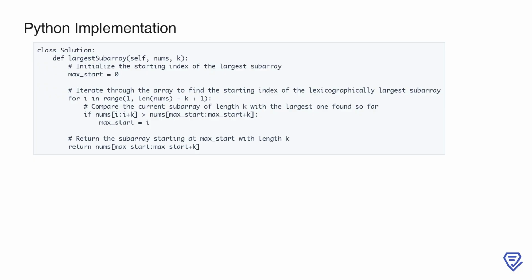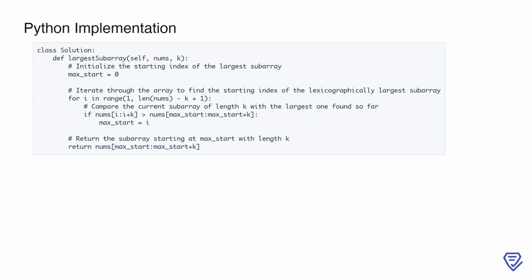First, we initialize max_start to 0. This variable keeps track of the starting index of the largest lexicographical subarray found so far. We assume the subarray starting at index 0 is the largest initially. Next, we iterate over possible starting indices for subarrays of length k. The valid range for these indices is from 1 to n, that is len(nums) minus k, inclusive. At each step, we compare the current subarray nums[i:i+k] with the subarray starting at max_start.